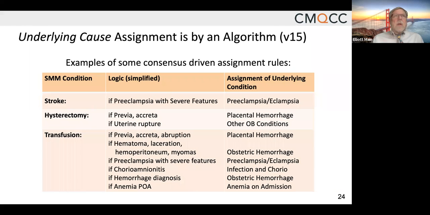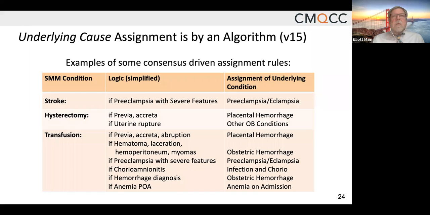So the underlying cause assignment is by algorithm, and here's some examples. If you have a stroke, and if you also have preeclampsia with severe features, we categorize it as preeclampsia. If you have a hysterectomy, and if it's in a previa or accreta, it goes to placenta hemorrhage. If it's uterine rupture, it goes to other OB conditions. If it's cervical cancer, it goes to other medical conditions. And there are some, but actually a pretty small number of those.